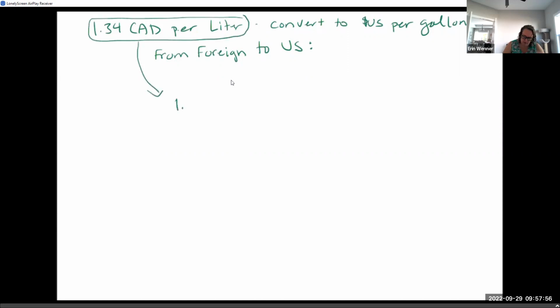I've got $1.34 CAD over 1 liter. And I'm going to multiply it. I'm going to give you a hint. We're going to multiply it by 2 conversion factors, so that eventually we end up with US dollars over gallons.